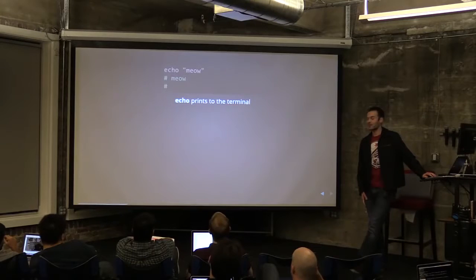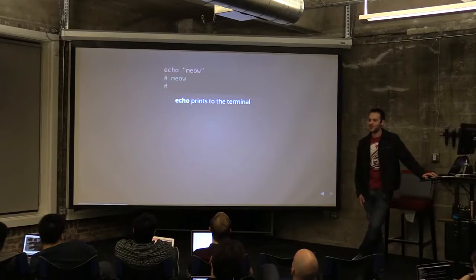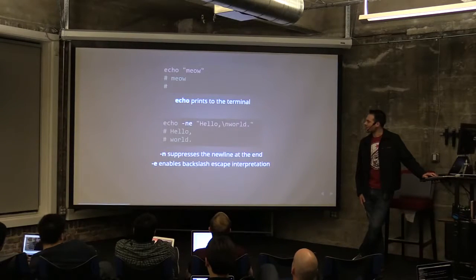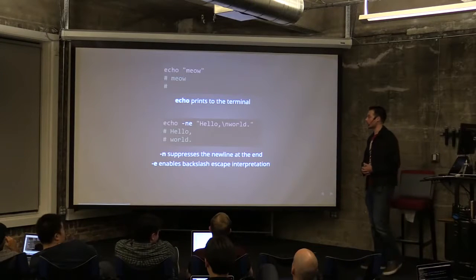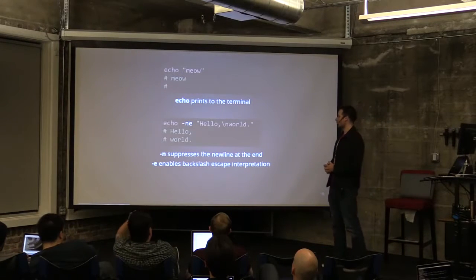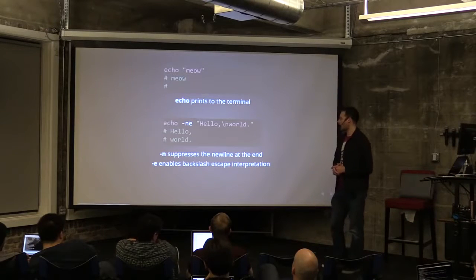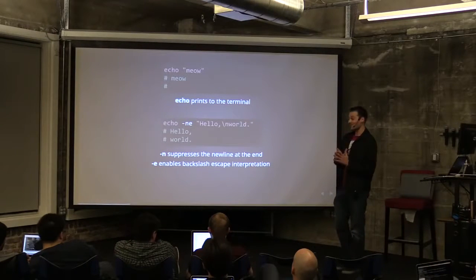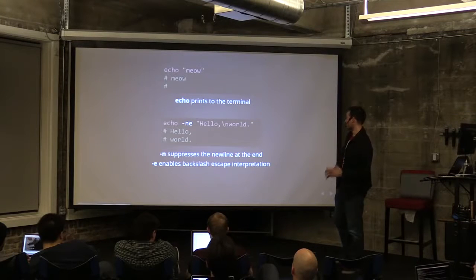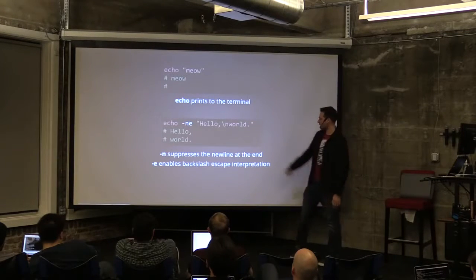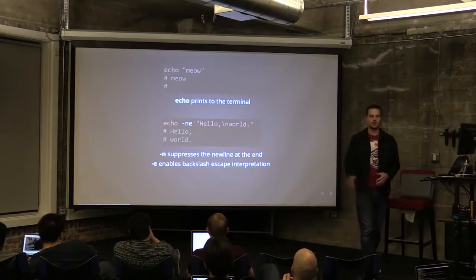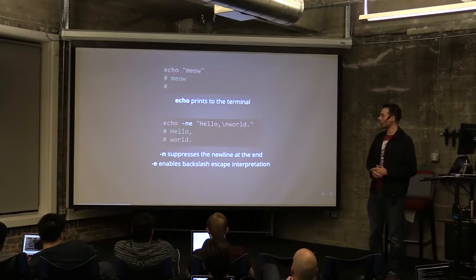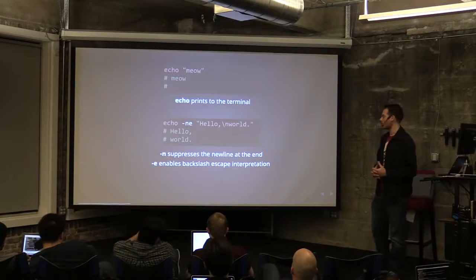Echo prints to the terminal. So if you type echo meow, you should see some output that says meow. It's pretty next level. And of course, the obligatory hello world. So I'm supplying a couple of arguments to echo here. There's -n, which suppresses the newline at the end. And there's -e, which enables backslash escape interpretation. So basically what that means is your escape characters, like \n, \t, and other control characters are interpreted if you do this. If you don't supply the -e argument to echo, it will not interpret those escape characters.